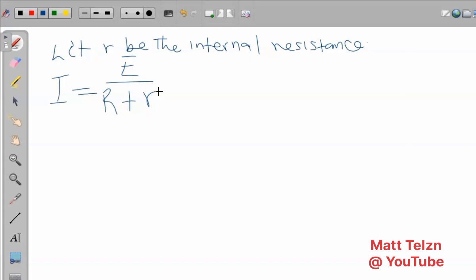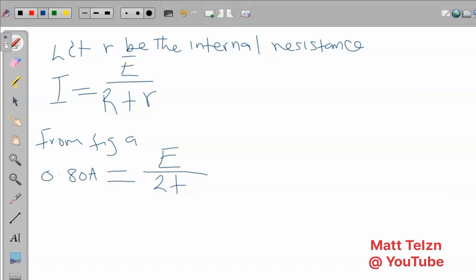considering the circuit individually, that is from figure A now, from our figure A, we are going to have the current supply in figure A is what? 0.80 amp equal to, the EMF there is not given, E over the external resistor in that figure A, which is our 2 ohms. So we have 2 plus r. We call it equation 1.